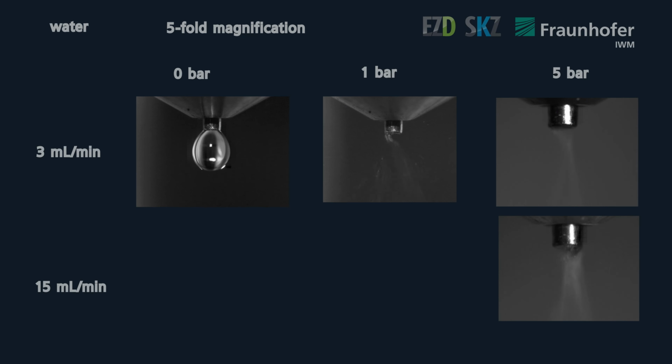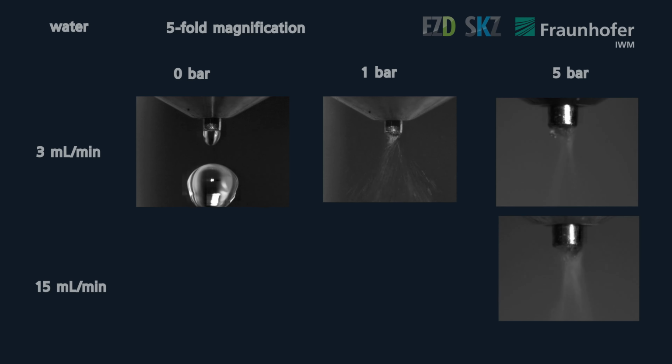The first test was conducted using water and a lens with 5-fold magnification. The nozzle has an inlet for the liquid, which is supplied by a pump, and a second inlet for compressed air, which is used for atomization. We selected 2 flow rates, 3 and 15 milliliters per minute, and 3 pressure settings ranging from 0 to 5 bar. The results are presented below.